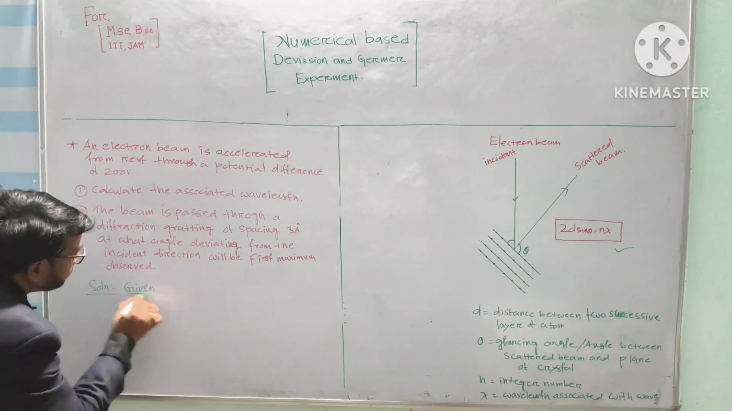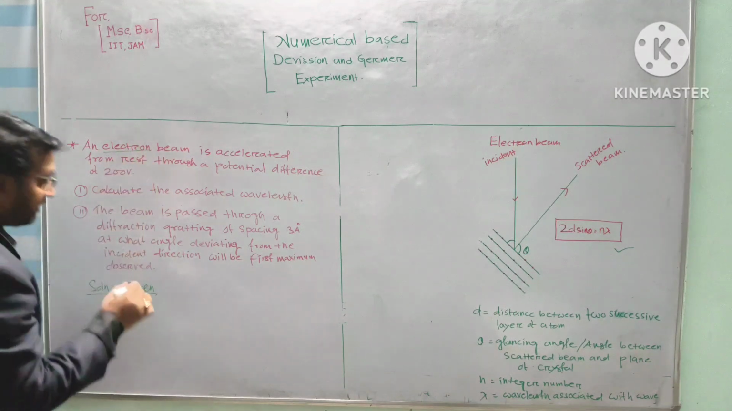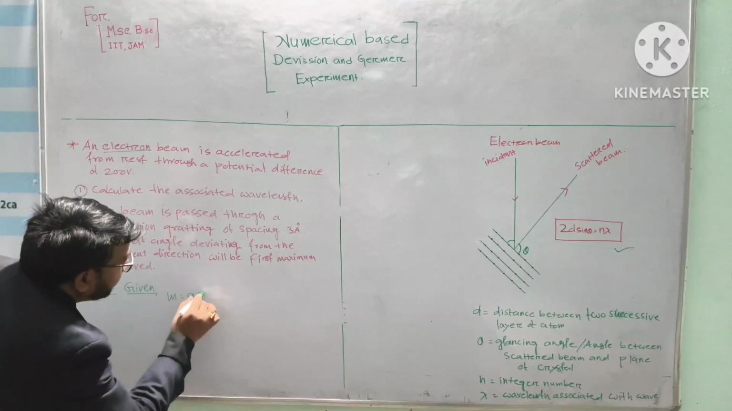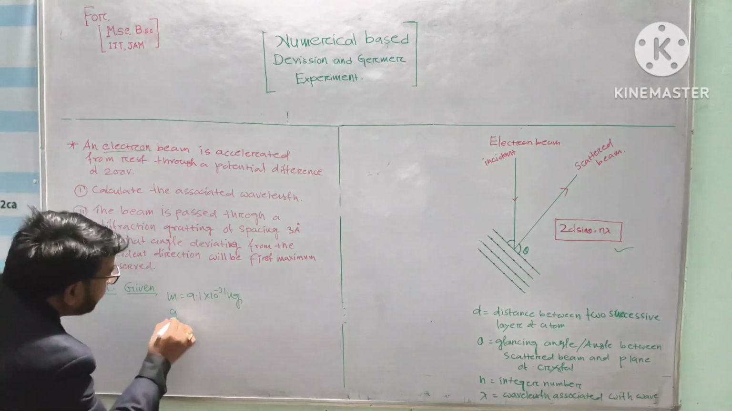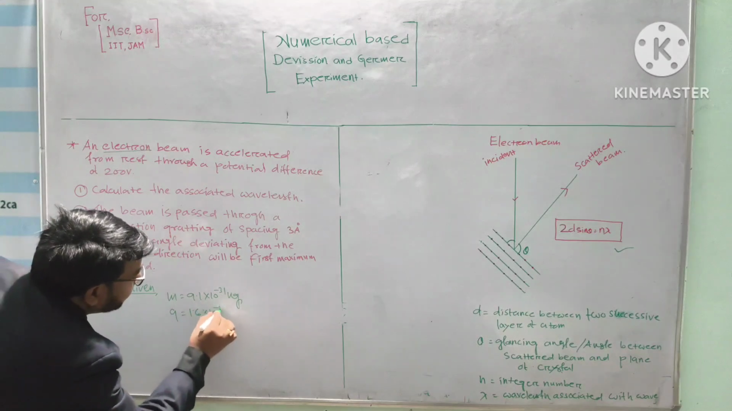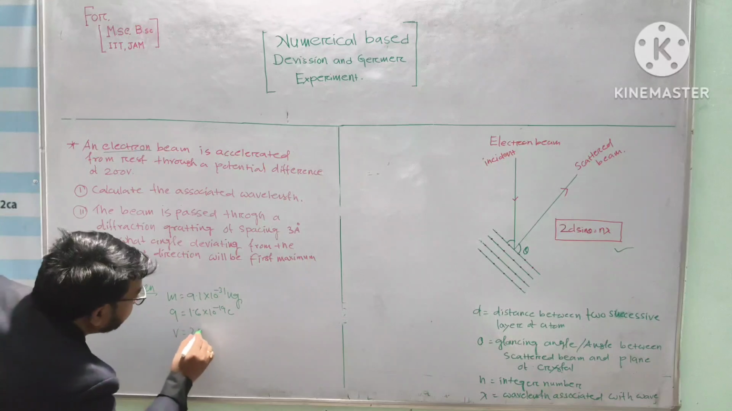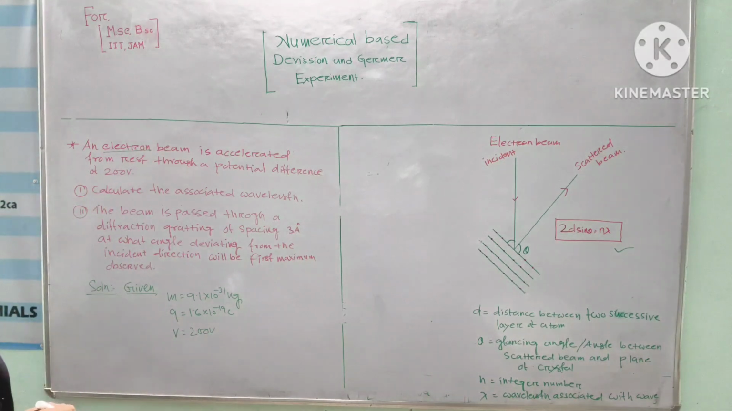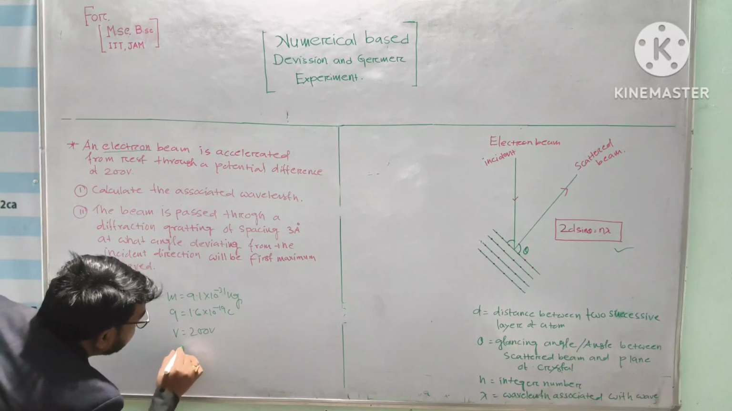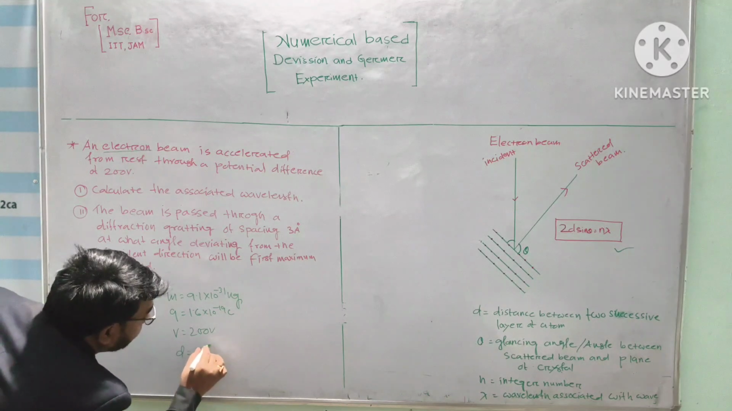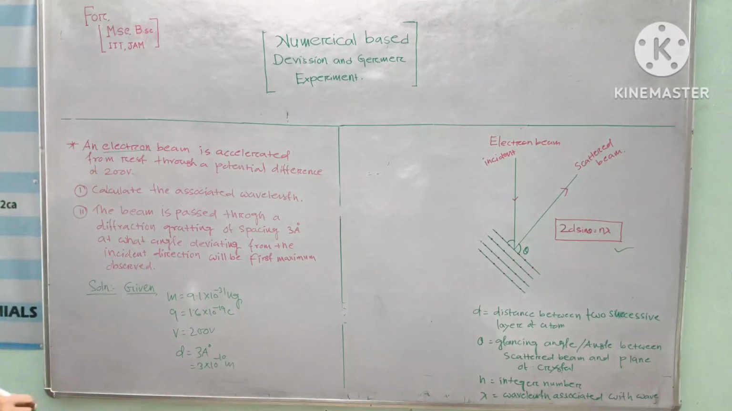Given: the particle is electron, this is clear. Okay, so mass of electron 9.1 into 10 to the power minus 31 kg, charge of electron 1.6 into 10 to the power minus 19 coulomb, and accelerated potential V equal 200 volt, and spacing d equal 3 angstrom, and 3 angstrom equal 3 into 10 to the power minus 10 meter, because we know that 1 angstrom equal 10 to the minus 10 meter.